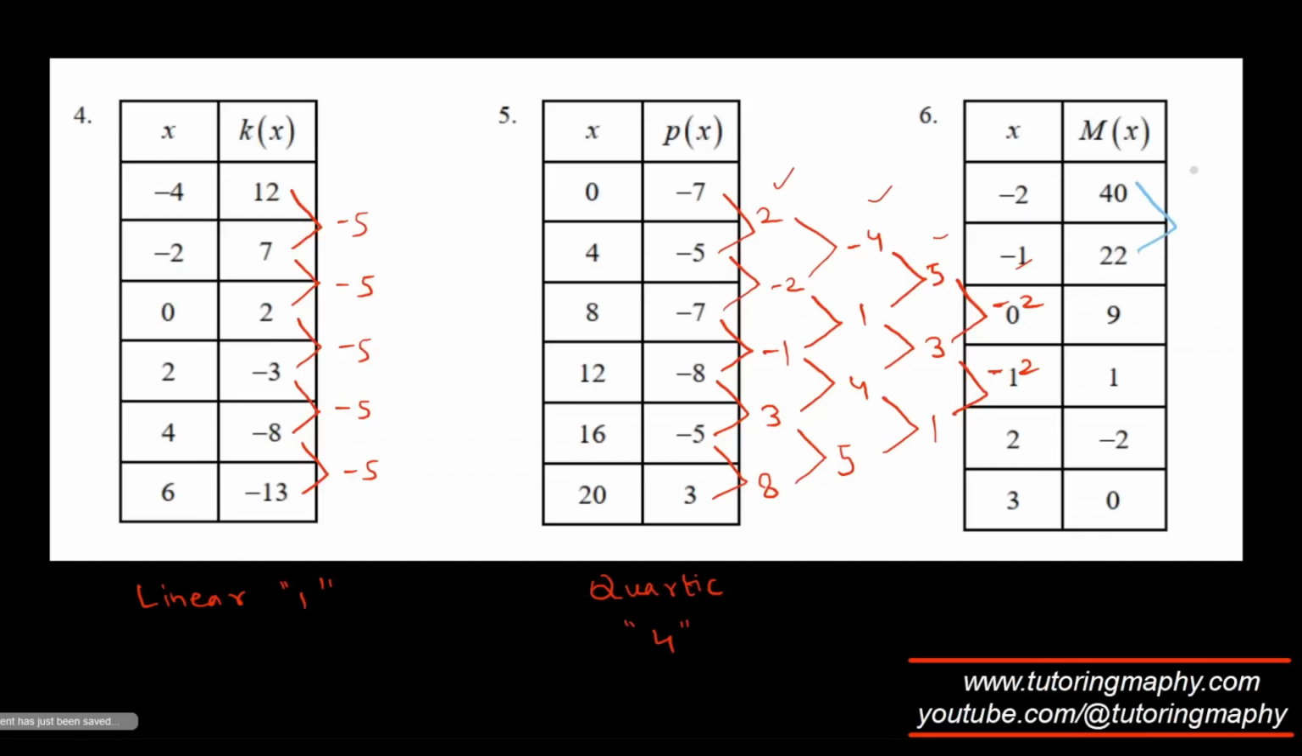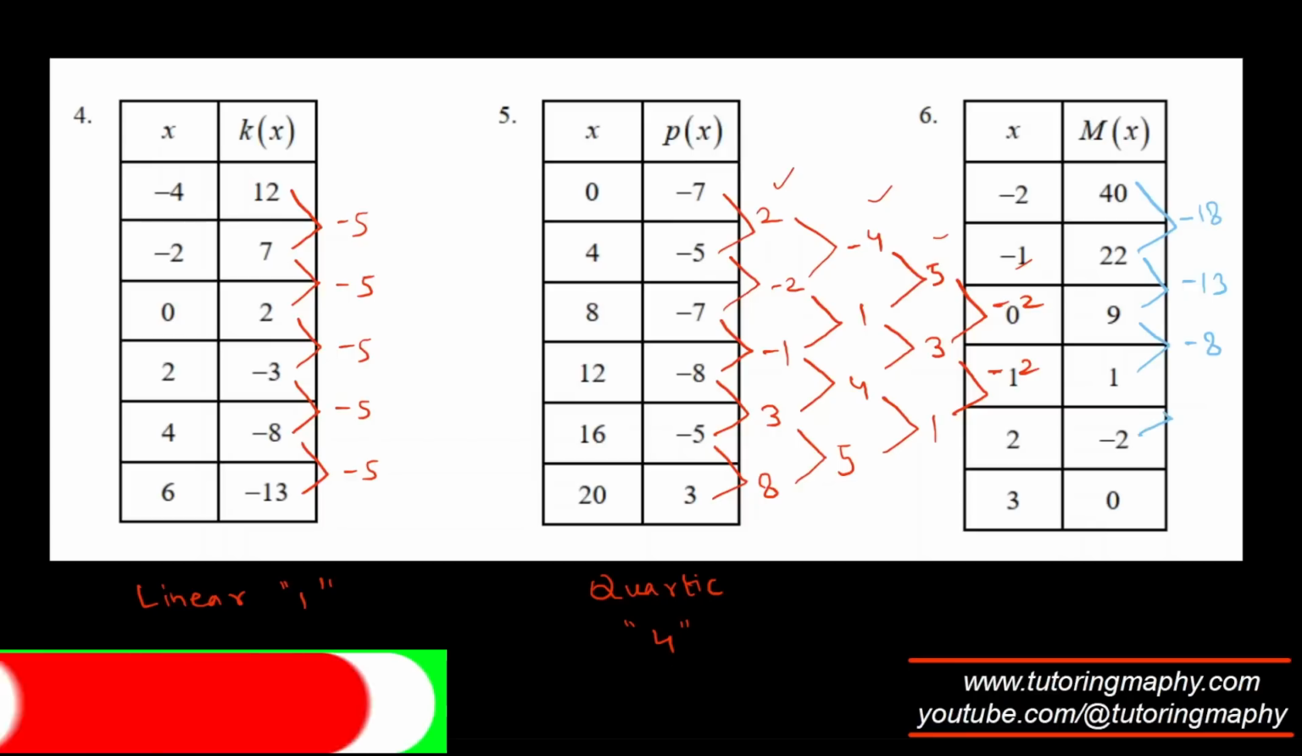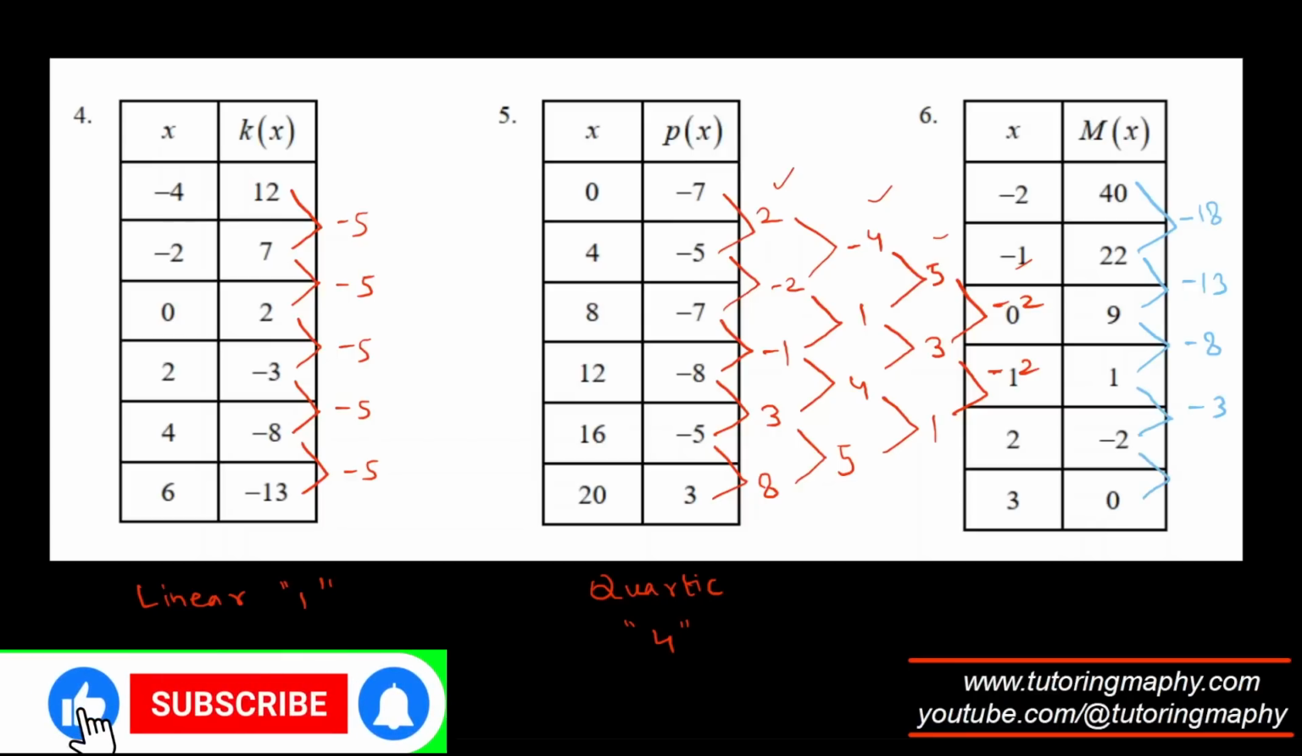Right, 22 minus 40, big numbers, negative 18, I think. I hope I'm right. 20, 30, 40, yeah. 9 minus 22, I think negative 13. Yes. 1 minus 9, negative 8. Negative 2 minus 1, negative 3. 0 minus minus 2 is 2.